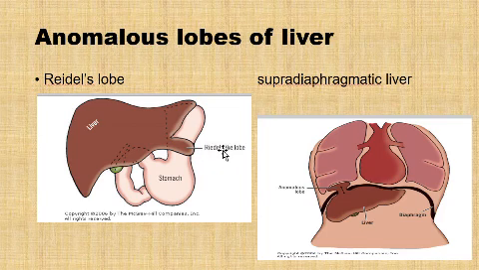This Riedel's lobe is a tongue-like structure which extends from the right lobe going to the left, and we also have the supradiaphragmatic liver. Here it seems to be like a herniation, but not a herniation. It passes the diaphragm to the thoracic region, and it is called supradiaphragmatic liver.